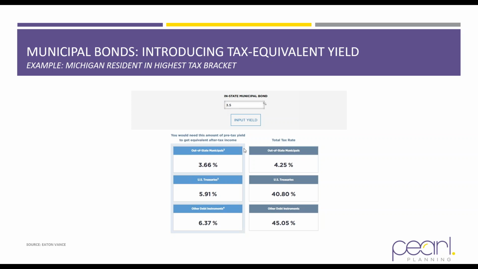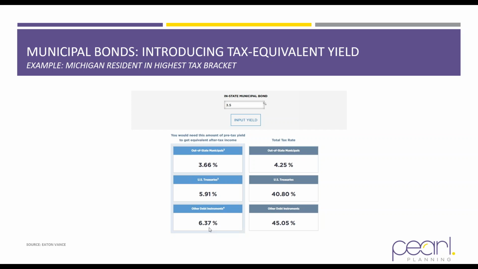Now, what if you're in a low tax bracket? Well, municipal investments may or may not be as appropriate for those investors. But if you're getting 3.5% in this in-state municipal bond, then if you bought a corporate bond, you would need it to pay 6.37% in order to have a similar after-tax return if it was yield only for that investment.